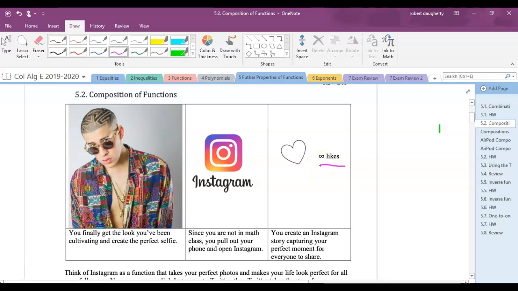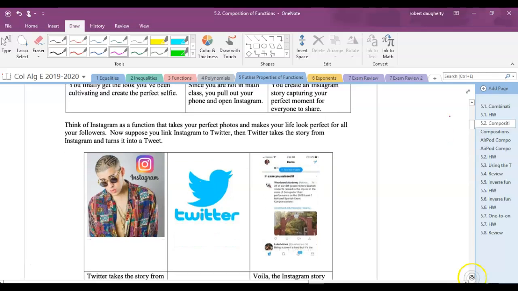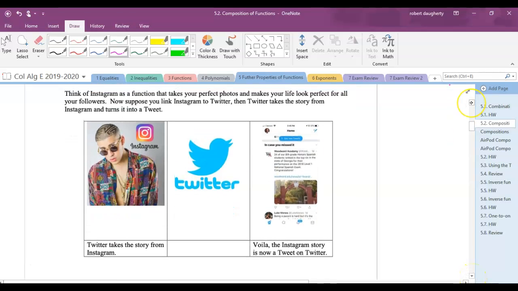Here's the math part. You got some likes on your story. It was very popular. So think of this as a function. What was the input? Instagram is the function. What's the input? The photo, okay? And the output was, I created a what? What did I create on Instagram? A story, okay? So the input was the photo. The output was the story. So that's just a function. We don't run into functions like that in math, but let's go a little bit further.